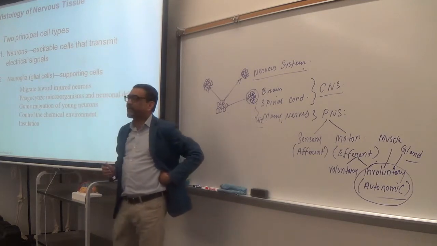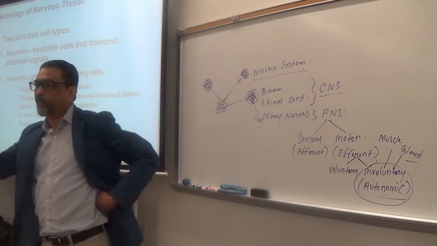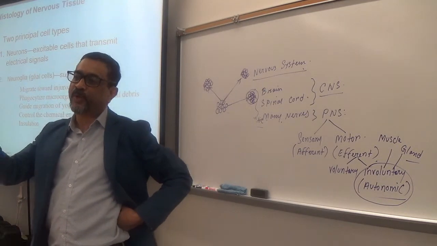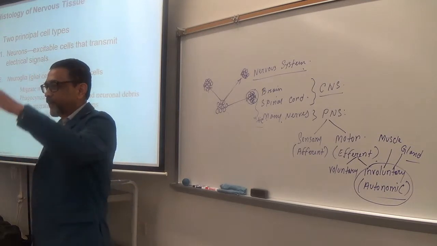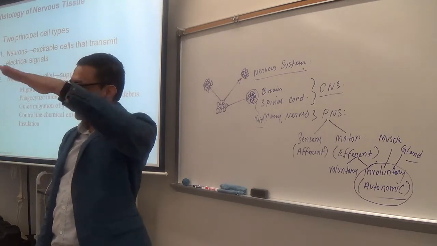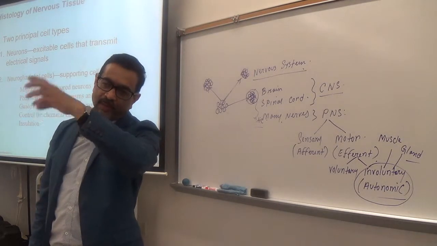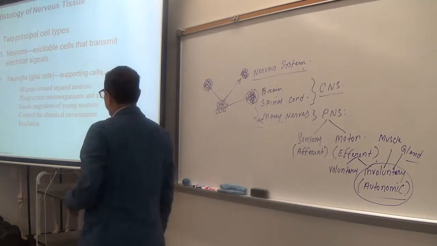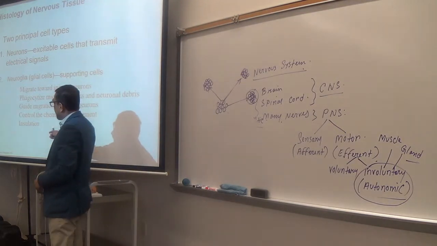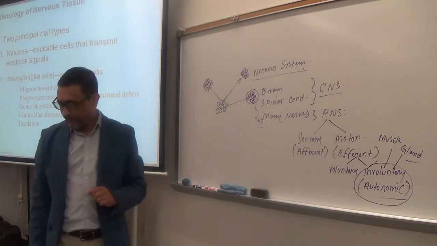Control the chemical environment. Some neuroglial cells can produce neurotransmitters or neurochemicals, and if depletion occurs, the concentration of that neurotransmitter or neurochemical goes down, those neuroglial cells will release the chemicals. Insulation, another very important function of some neuroglial cells.